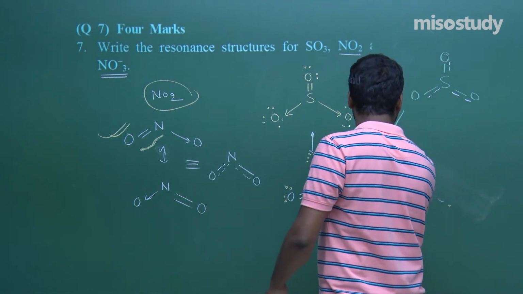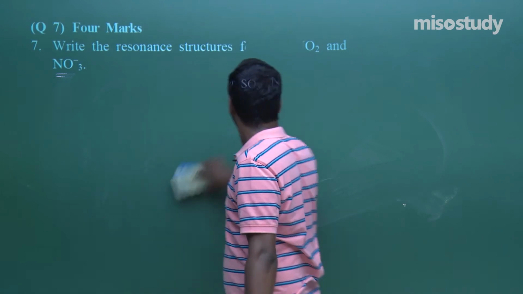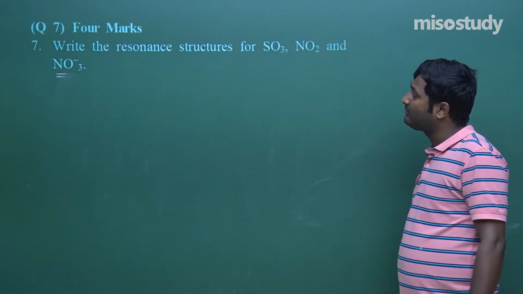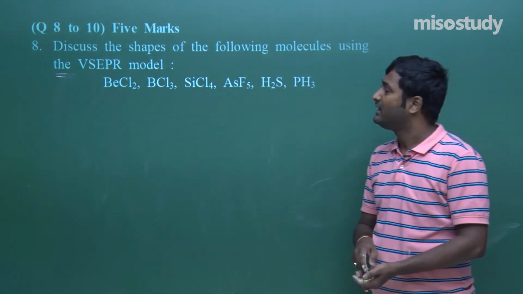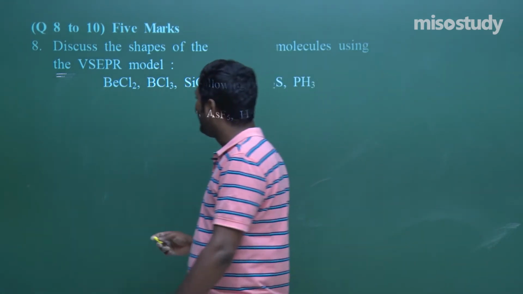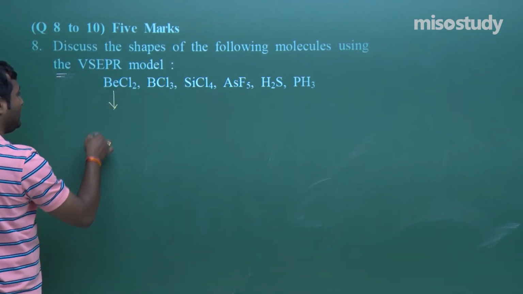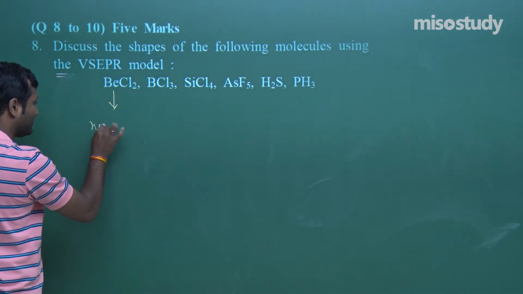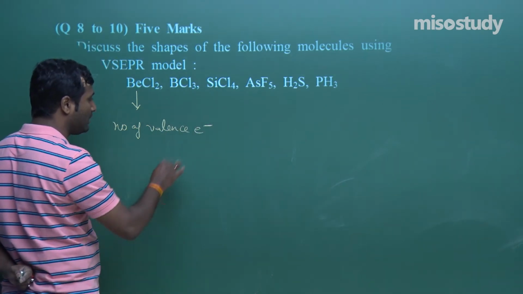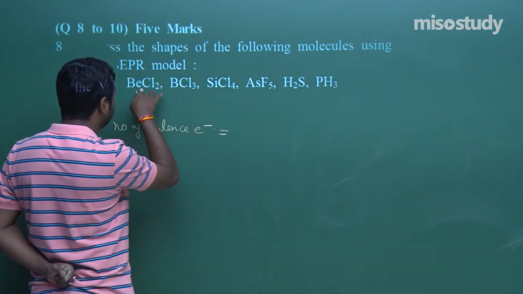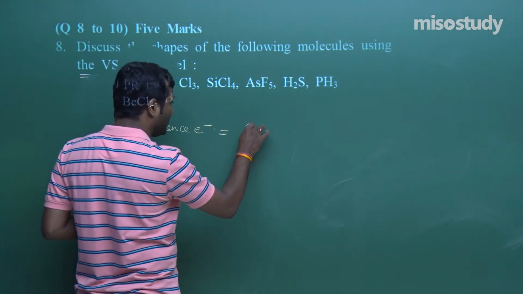So let's move to the next one. Next question, what is given here? Wait for a moment. The next question, my friend, look at. Discuss the shape of the following molecule using VSEPR model. Clear? Now, as we know how to find, remember this. Again, I have discussed this thing. Be. What is the number of valence electrons of the central atom? Be has atomic number 4, valence electrons 2 and 2, that is 2.